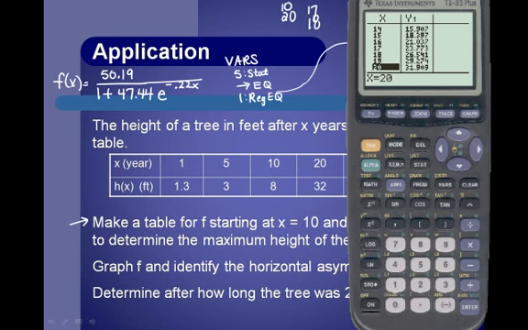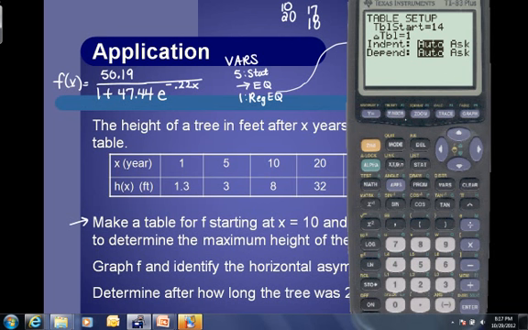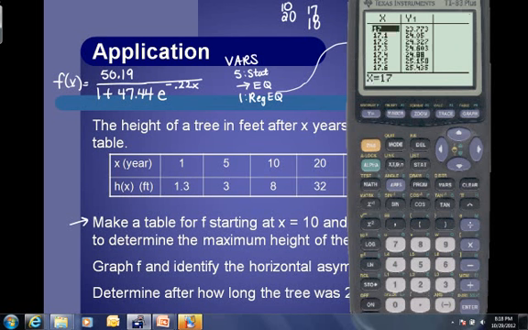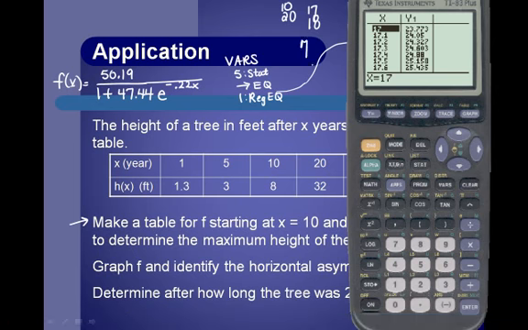Okay, now if we wanted to get a little bit closer, we could do it again. Let's go to second table set. This time, let's start our table at 17, and let's increment it by 0.1 years. So now when we go second table, that gives us the value, and notice we hit 25 between 17.4 and 17.5 years. So I would say that after 17 years, the tree hit 25 feet.